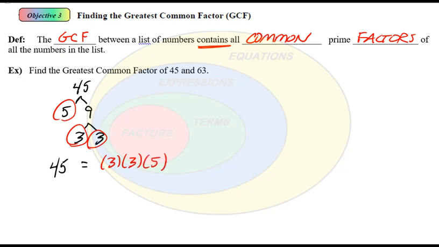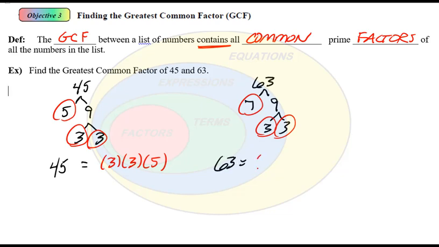Now, for 63, again, we'll start with the factor tree. 63 is the same as 7 times 9. 7 is prime, so we'll circle that. 9 is 3 times 3. So again, we'll circle these prime numbers here. So 63 has prime factors of 3 times 3 times 7.